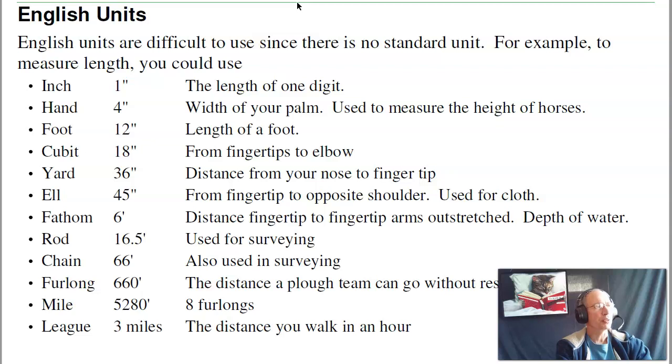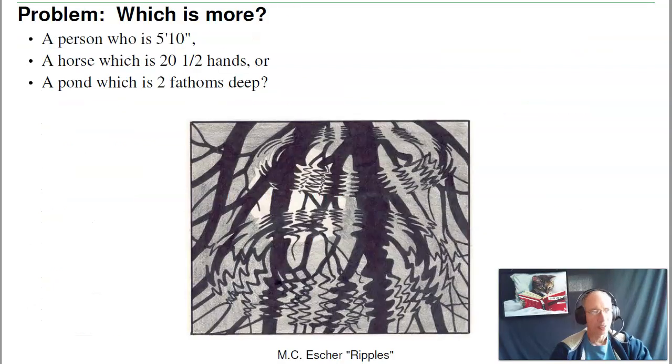For example, just to measure distance, there's inches, hands, feet, cubits, yards, ells, fathoms, rods, chains, furlongs, miles, leagues, all units of measure. That creates a problem. Suppose I want to know which is more, a person who's 5'10", or a horse which is 20 hands tall, or a pond which is two fathoms deep. Again, with English, it's really hard to compare when you have different units for everything.